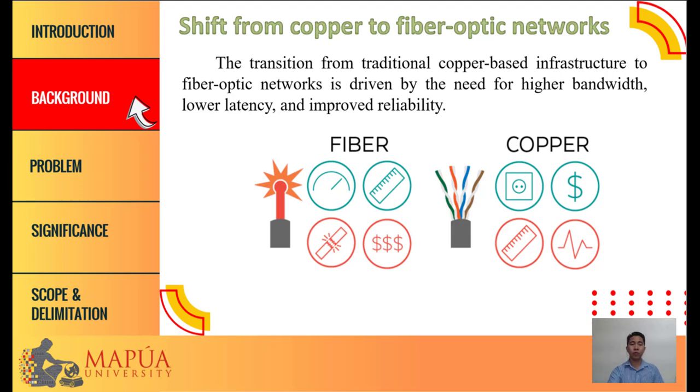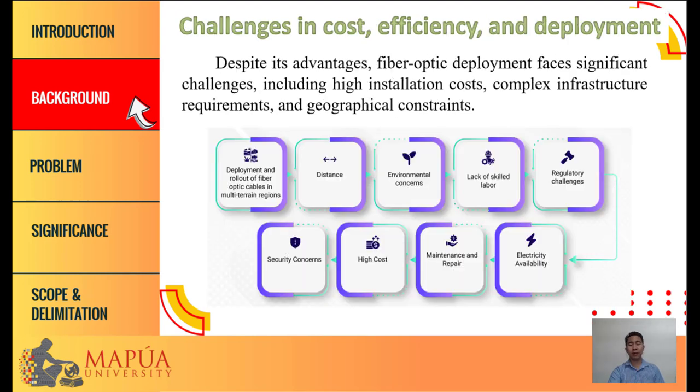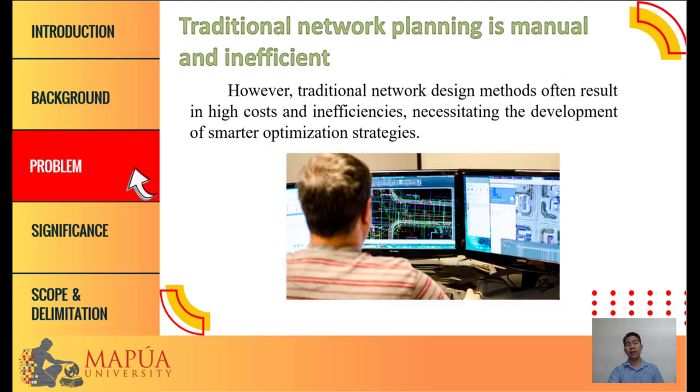Conventional copper-based networks, once adequate, now face challenges in supporting emerging technologies. The shift from copper infrastructure to fiber optic networks is driven by the demand for high bandwidth, reduced latency, and enhanced reliability. Despite its advantages, fiber optic deployment faces significant challenges, including high installation costs, complex infrastructure requirements, and geographical constraints.